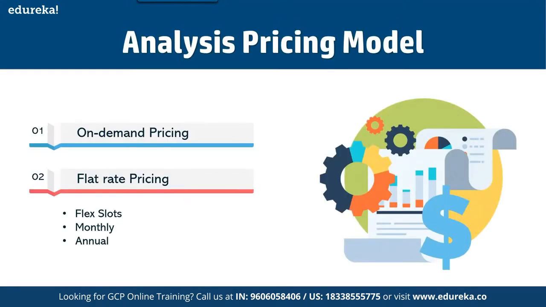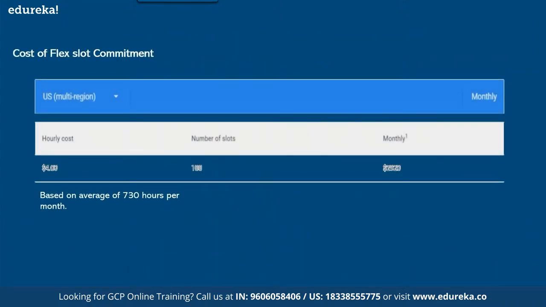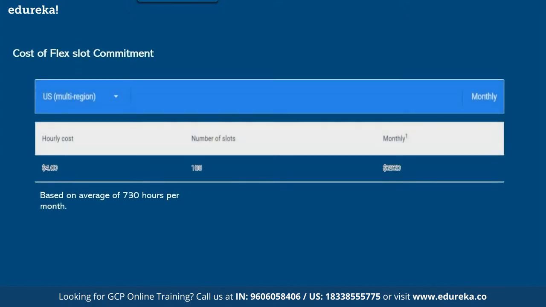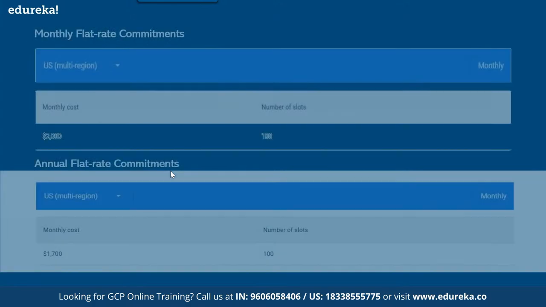Again, these are the different pricing models that it supports. Now, if we talk about the cost of flexible slot commitment, we have three types: flexible, monthly, and annual. For flexible slots, you get this many slots, based on an average of 730 hours per month. Depending on your requirement, if you're using it heavily, you can decide whether flexible, monthly, or annual is best. In the case of monthly, the number of slots you get is 100, and you pay $2,000 for that. In the case of annual, the amount is less, which is $1,700. The cost in the case of flexible is a bit more, monthly is high, and annual is less, so you can save money on that.